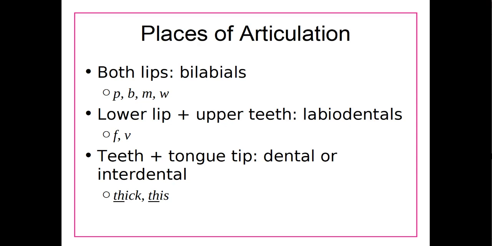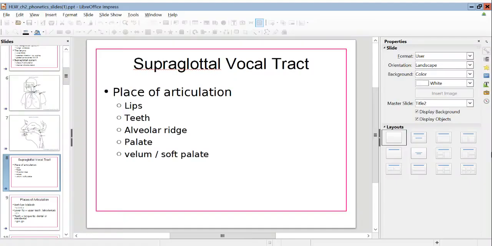So another type of sound, the first one that doesn't really involve the lips at all, is what's called a dental or an interdental sound. With this type of sound, we are basically contacting our teeth with our tongue and blowing some air through that. We have two words here to represent the dental sounds: thick and this.